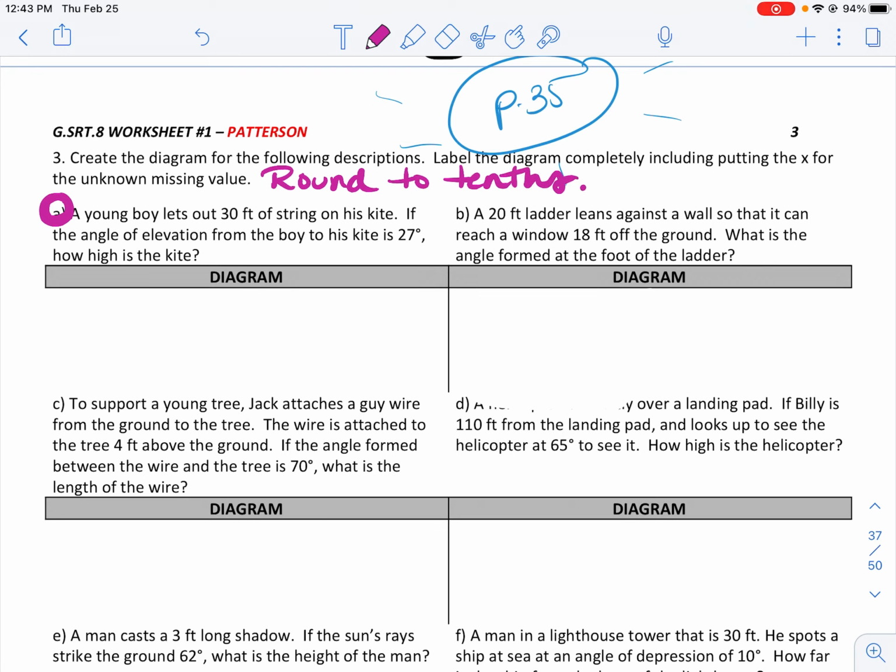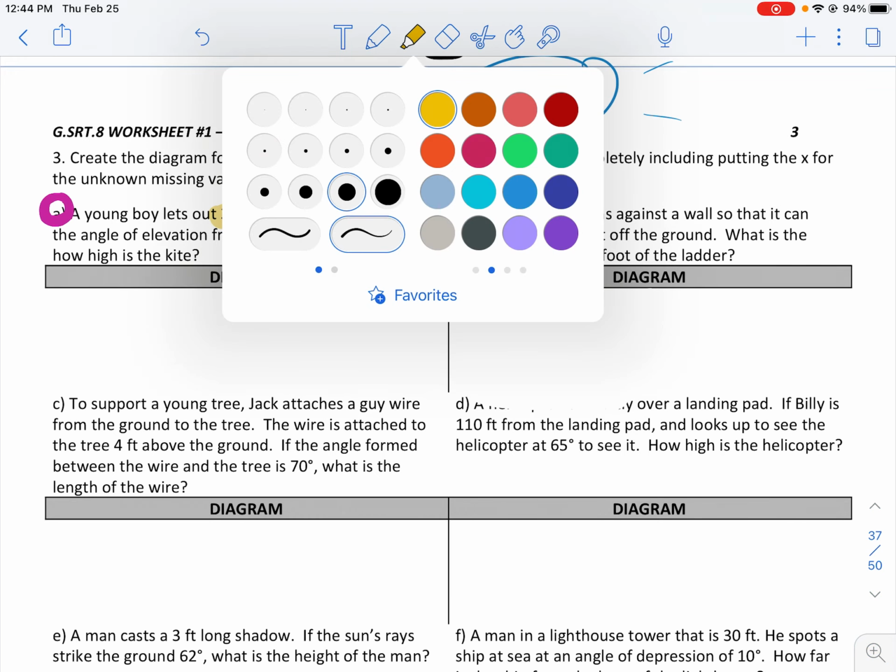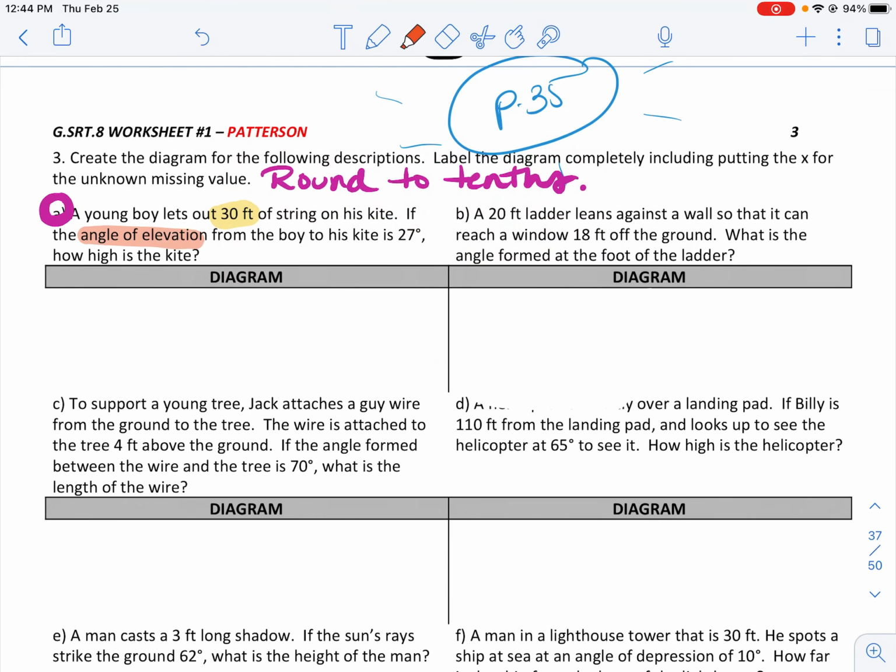All right, so our first problem says a young boy lets out 30 feet of string on his kite. If the angle of elevation, remember this word elevation can be a little tricky. Elevation, if you think about it, you're going up, right? So the angle of elevation from the boy to his kite is 27 degrees. How high is the kite?